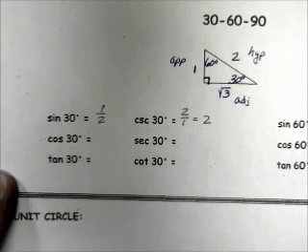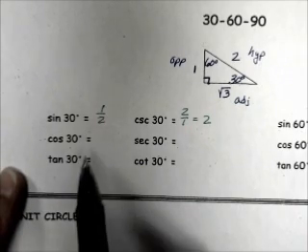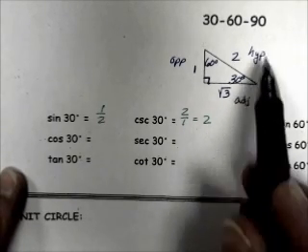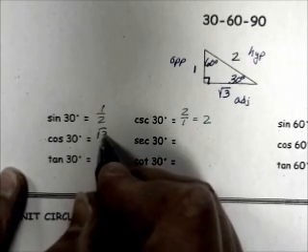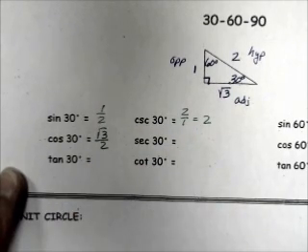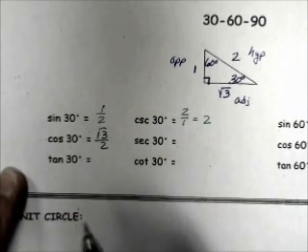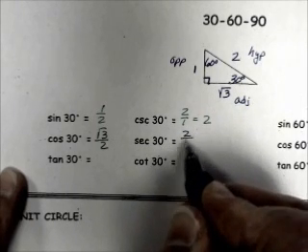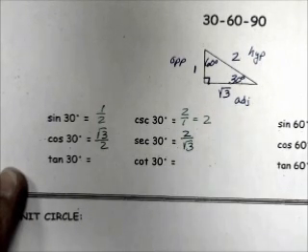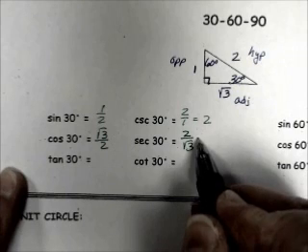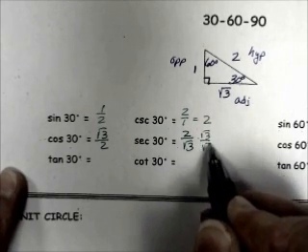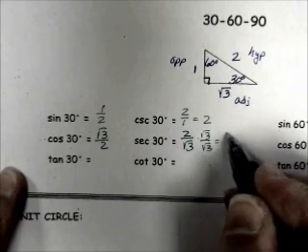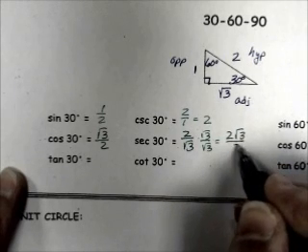The cosine of 30 is adjacent over hypotenuse, so that would be the square root of 3 over 2. The secant of 30 would be the reciprocal, 2 over the square root of 3. And yes, we'll have to rationalize that denominator to get 2 square root of 3 over 3.